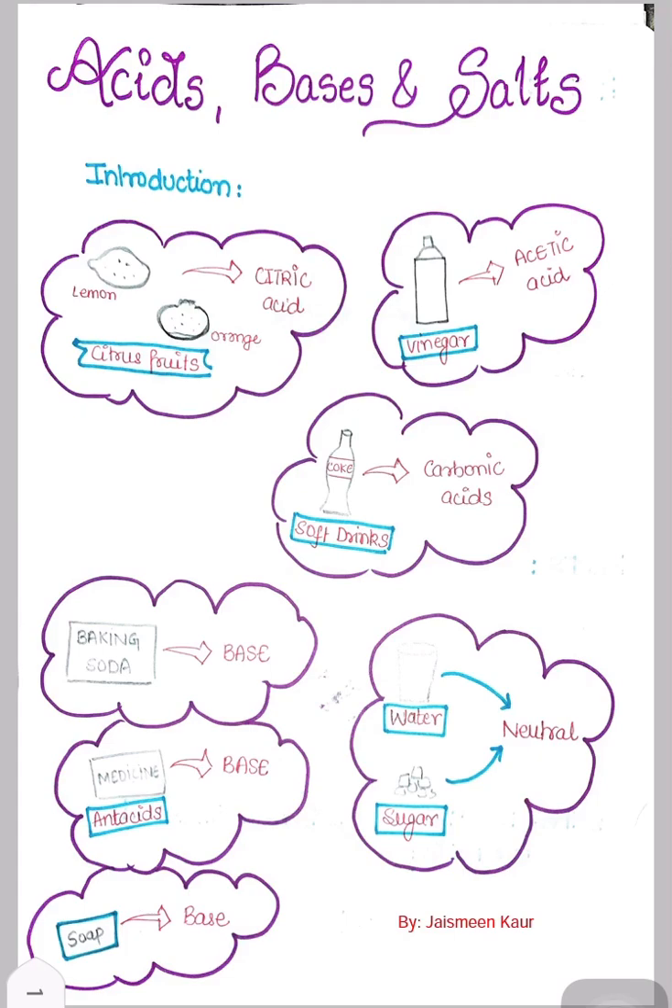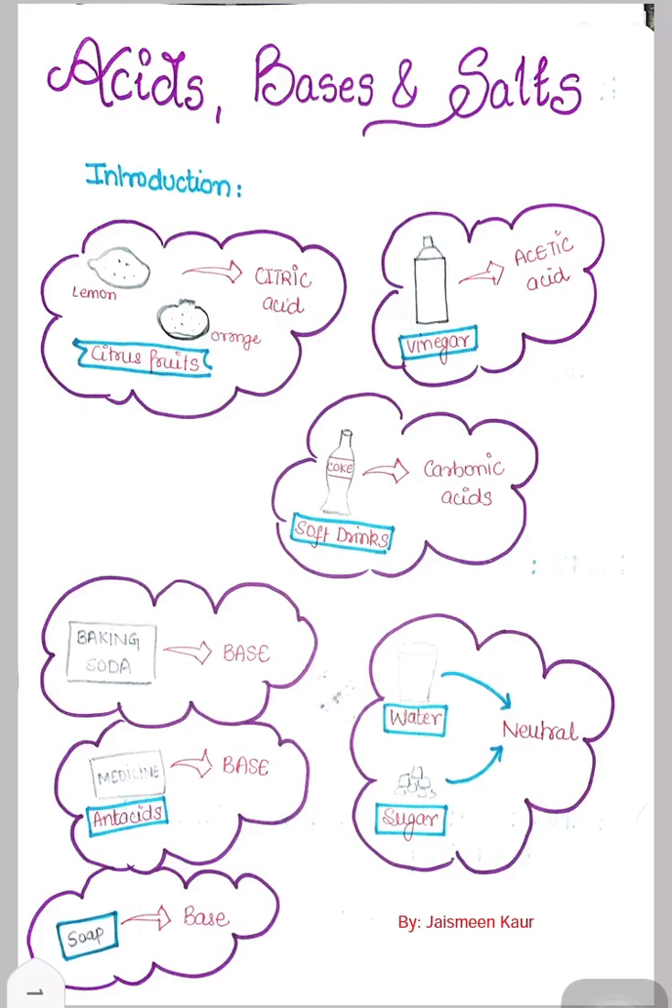So today I, Jasmine Kaur, will be teaching you chapter 2 of chemistry, that is acids, bases and salts. The very big question that arises here is why we are studying this chapter. Do I need this knowledge anywhere in my life? The answer is a big yes.